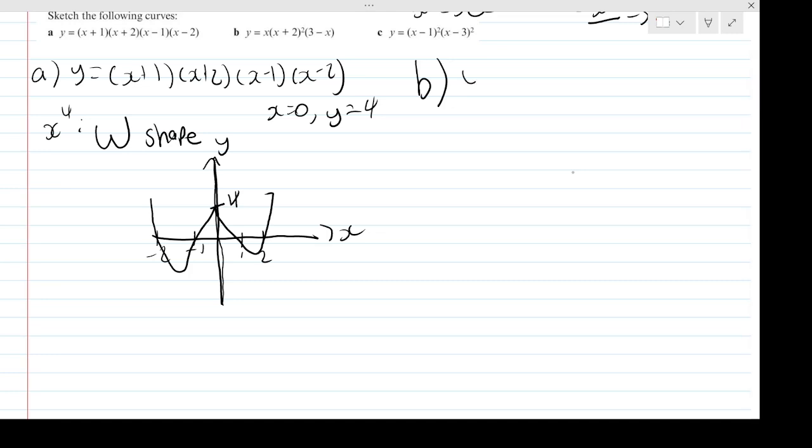Then we're going to look at this one. y is x times (x plus 2) squared times (3 minus x). So firstly, again, we need to determine what type of shape it is. Is it going to be a positive going up or going down?